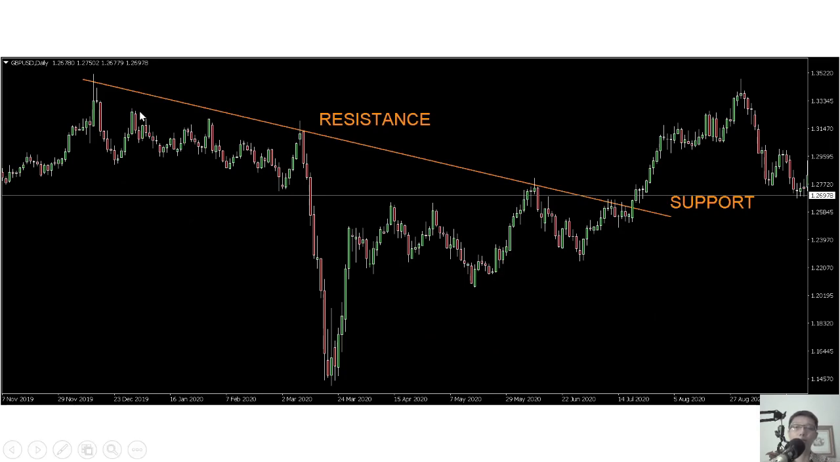This is also a resistance becomes support. After 1, 2, 3 touching, sellers dominated, and at this level, buyers come in and push the price to the upside and close above this resistance. Close here, above here. So we can see that this down move is over. After this uptrend, the sellers come in and try to push the price lower at this support area.